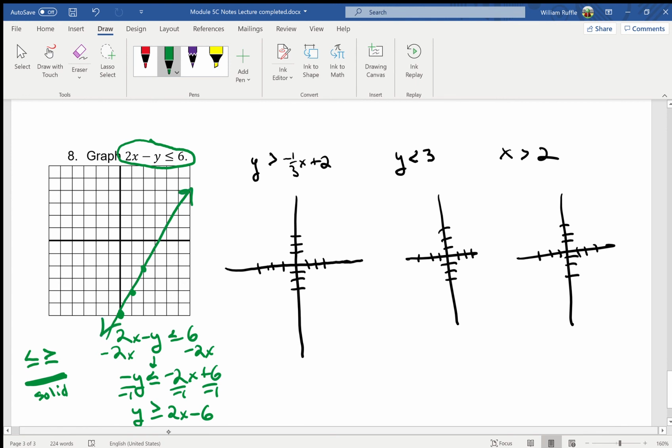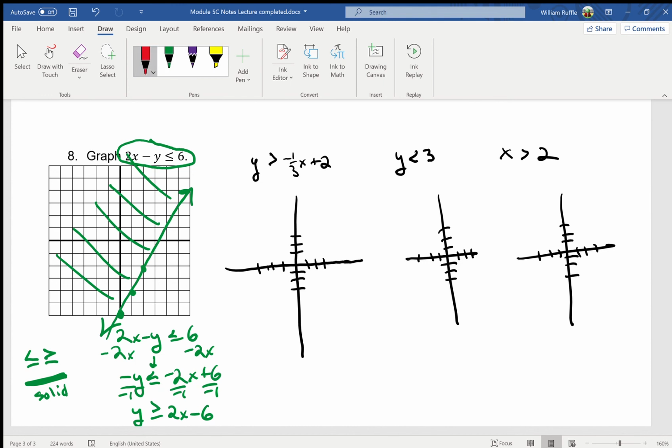Now, I like to think greater than means I'm on top of it. I'm above the line. So this is on the line. This is above the line. And there's my graph. And I will show you how to do that with the MyLabs Plus tool. It'll look so much nicer than what I'm doing.